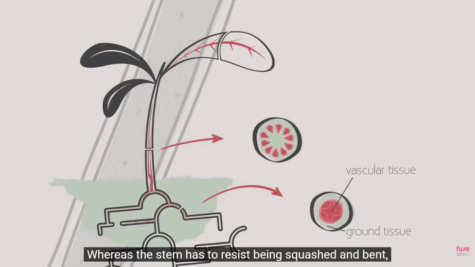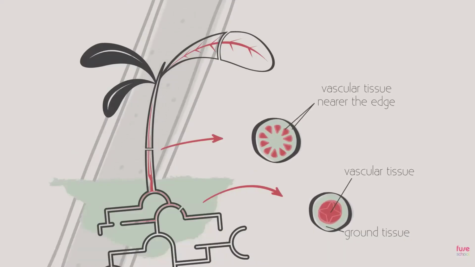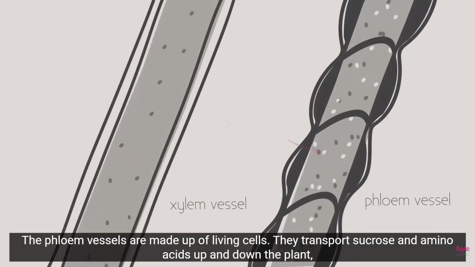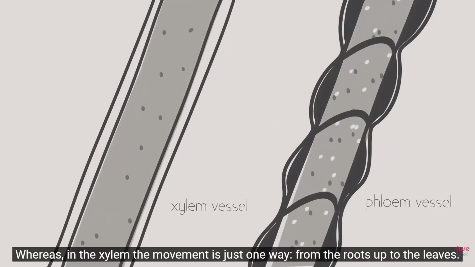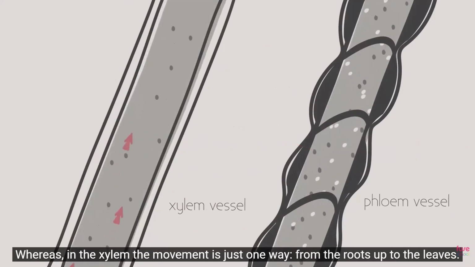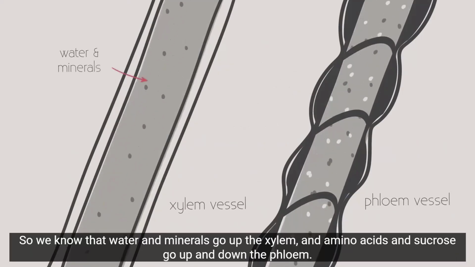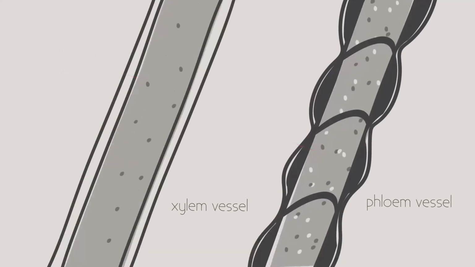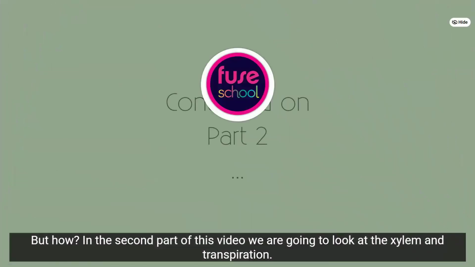Whereas the stem has to resist being squashed and bent, and so it has the vascular bundles nearer to the edge to give the stem strength and support. The phloem vessels are made up of living cells. They transport sucrose and amino acids up and down the plant, depending upon where they are needed. Whereas in the xylem, the movement is just one way, from the roots up to the leaves. So we know that water and minerals go up the xylem, and amino acids and glucose go up and down the phloem. But how? In the second part of this video, we are going to look at the xylem and transpiration.